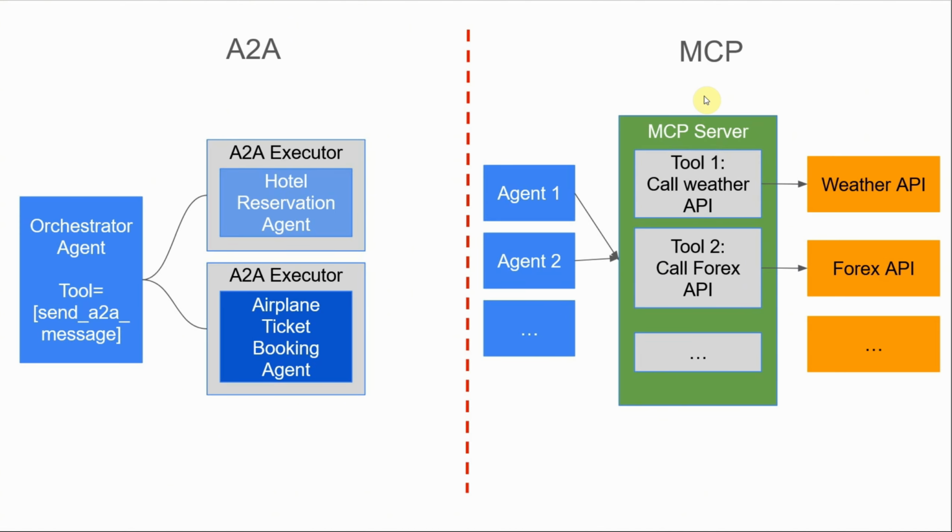So in this case we have an MCP server, which is reachable using the MCP and HTTP requests, and at the backend, MCP server tools are connected to associated APIs. So for example, if there is a weather API tool, we can connect to the weather API. If there is a Forex API tool, we can connect to the Forex API at the backend, and so on.